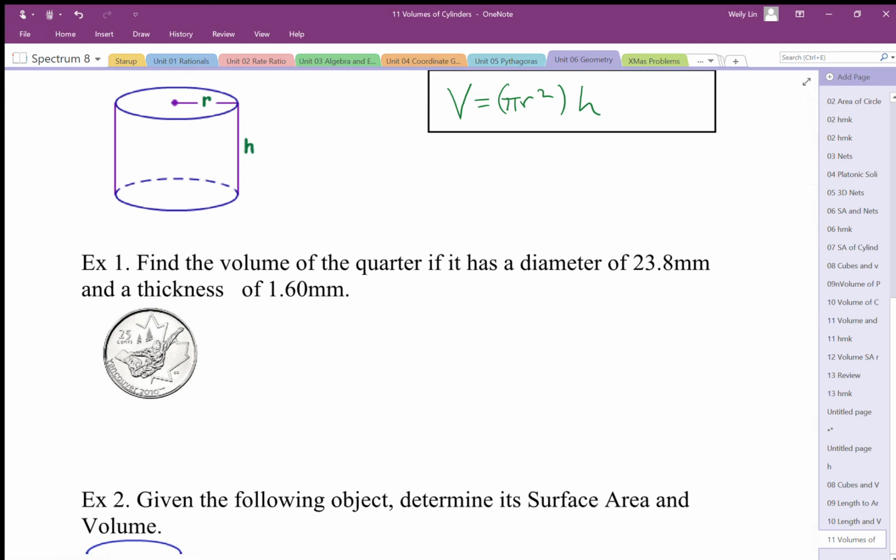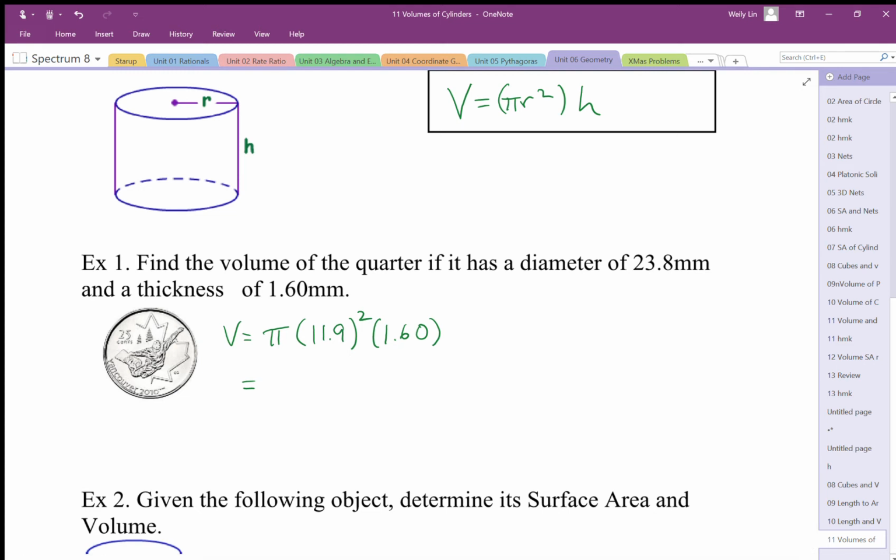So we want to figure out the volume of this quarter. What we want to do is find the area of that circle. So let's use pi r squared. I'm going to write volume is equal to pi times r squared, which is 11.9 millimeters squared, and then we're going to multiply by its thickness, 1.60 millimeters. That gives millimeters squared times millimeters, which is going to give us our volume. With all these decimals, we really should use a calculator.